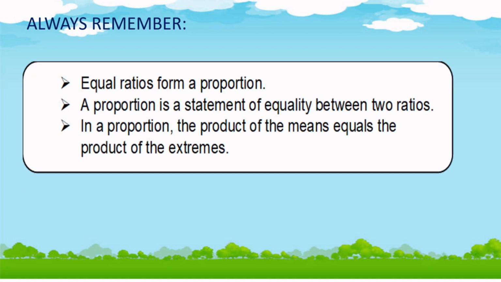Okay, so that's all for our first lesson. So always remember that equal ratios form a proportion. Proportion is a statement of equality between two ratios. And in a proportion, the product of the means equals the product of the extremes.